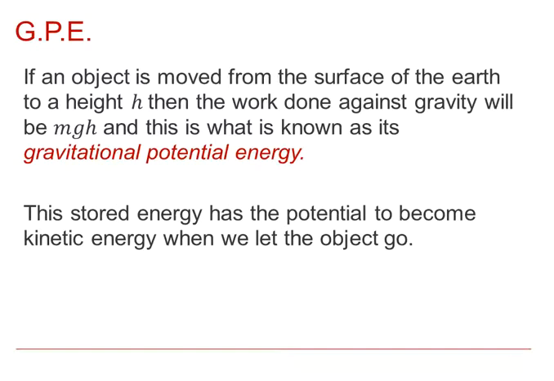If an object is moved from the surface of the Earth to a height h, then the work done against gravity will be mgh, and this is what is known as its gravitational potential energy. This stored energy has the potential to become kinetic energy when we let the object go.